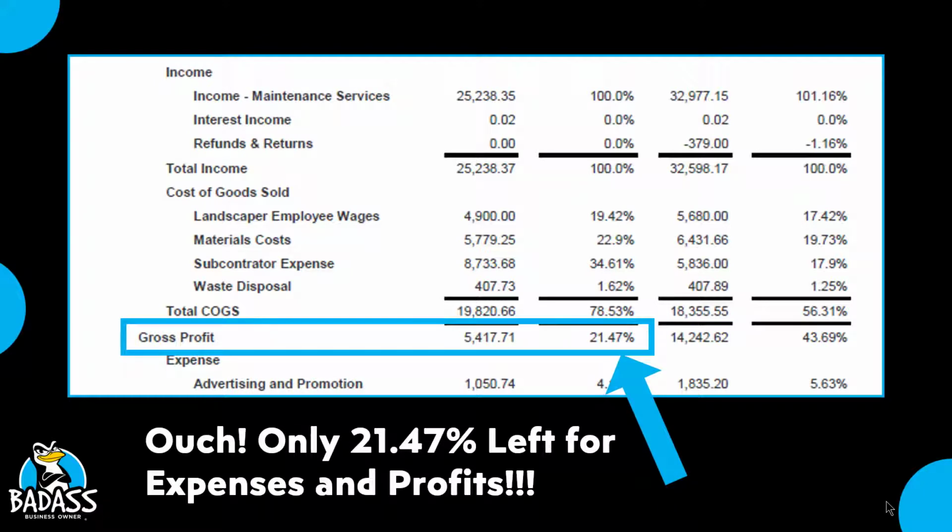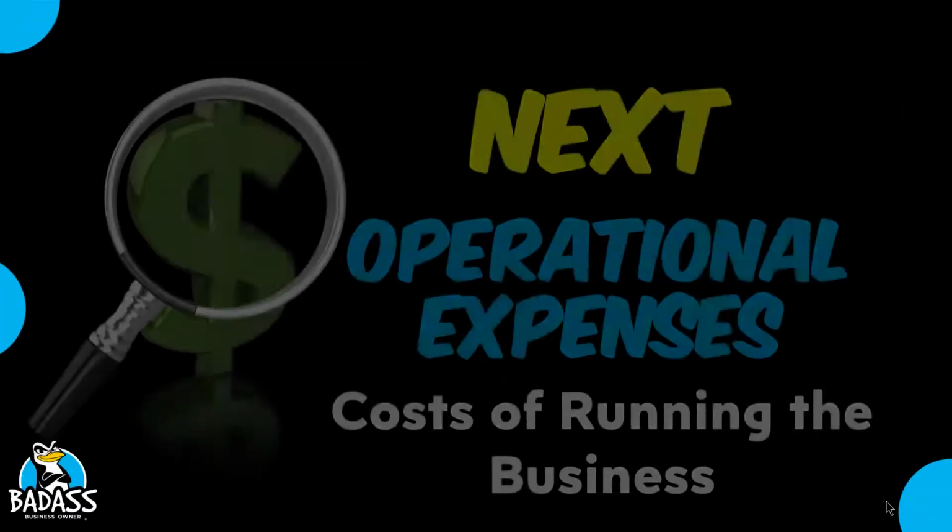And that is a big ouchie, because that's all they have left to pay their expenses and themselves an owner's draw, which we'll get to later on. But for right now, just know that their potential profit is just 21 cents out of every dollar. And that's important to know. You need to know that for your particular business as well.